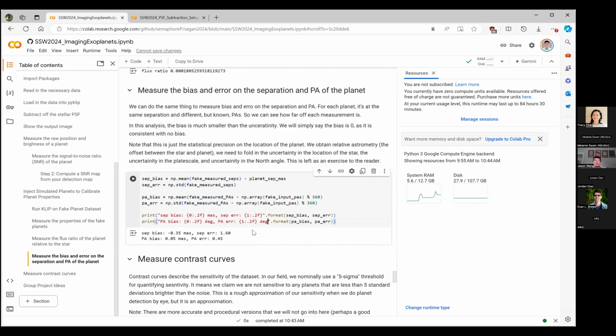You can see that those values are actually much larger than our separation and PA bias values. So basically, the bias values are basically zero. As mentioned here, we can safely say that the bias is zero because the bias is much smaller than our uncertainties, and we can't really measure a non-zero deviation of the bias values.